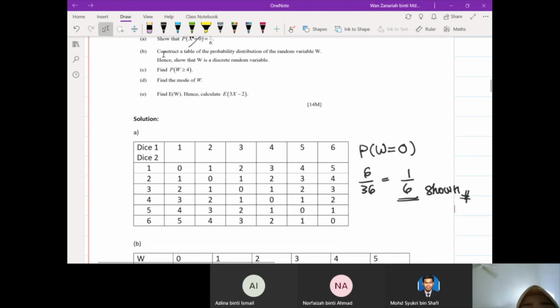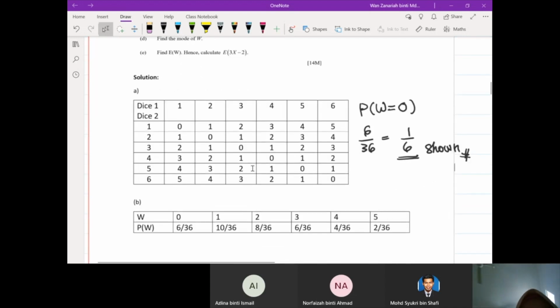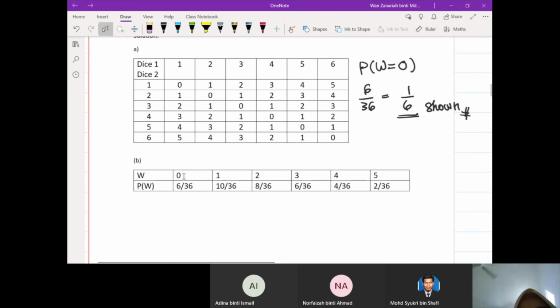Now we move on to part B: construct a table of the probability distribution of random variable W. So I sum all the differences here, when there is no difference, from table A. We get, if 0, 6 over 36. If 1, we have 1, 2, 3, 4, 5, 6, 7, 8, 9, 10. So for 1, we have 10 over 36. And we will do the same for 2, 3, 4, and 5.